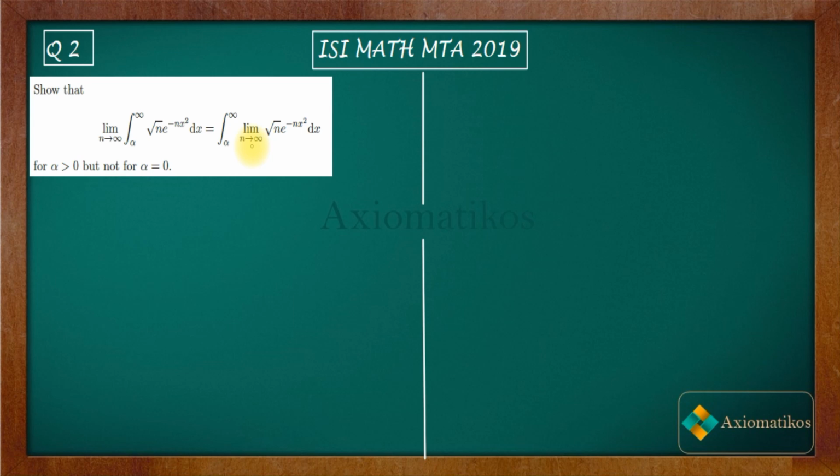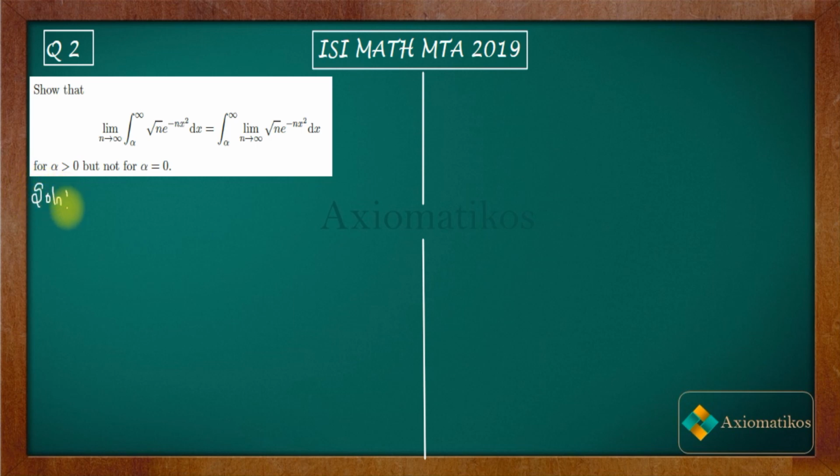So this question has actually two parts. In the first part, let us say alpha is 0, then you have to show that this thing is not equal to this thing, that means you cannot interchange the limit. In the second one, if you consider alpha to be greater than 0, then you can interchange the limit. This is what you have to show. Alright, so now let us begin.